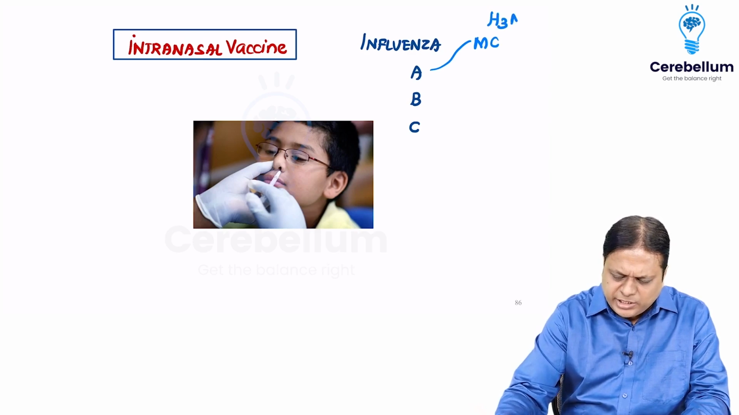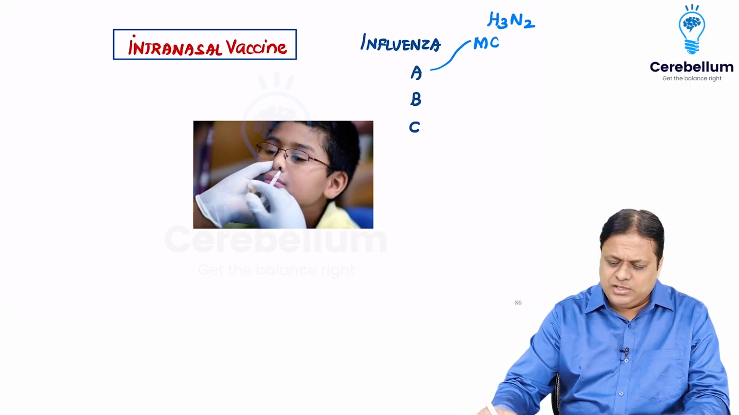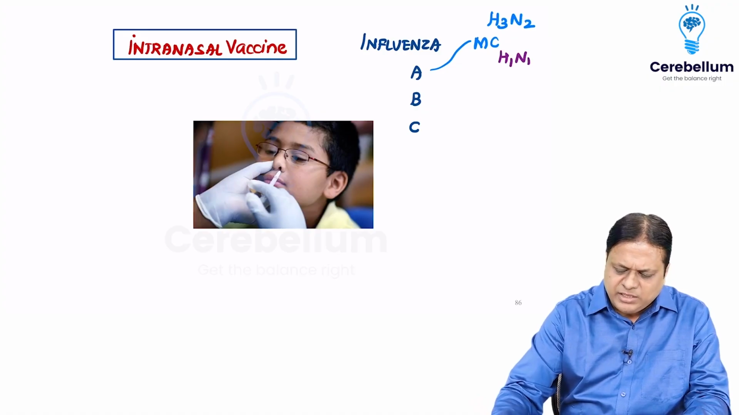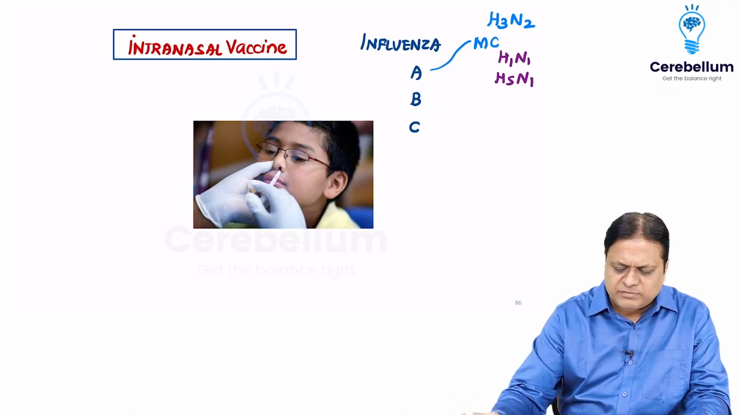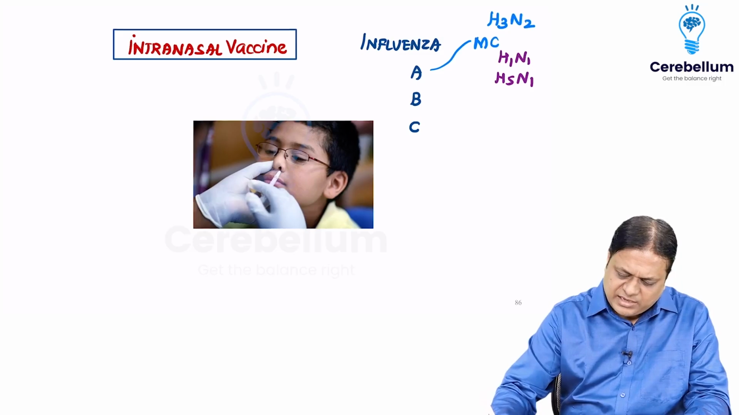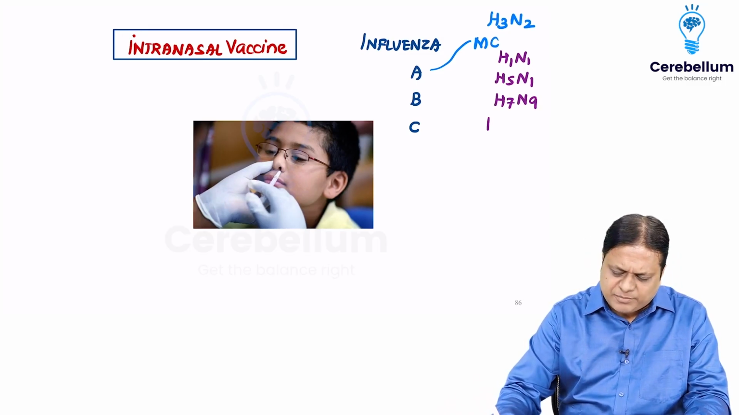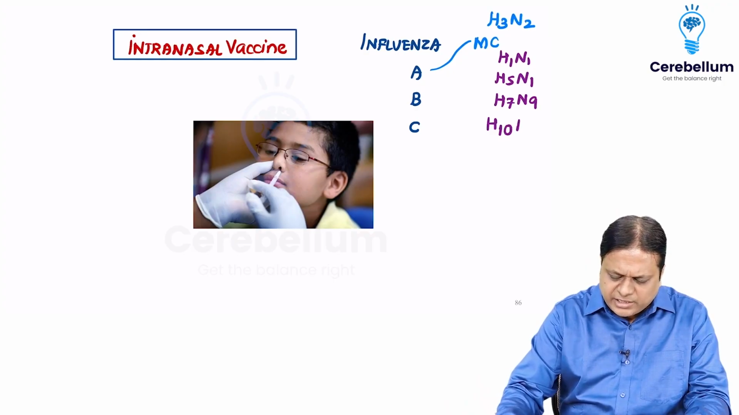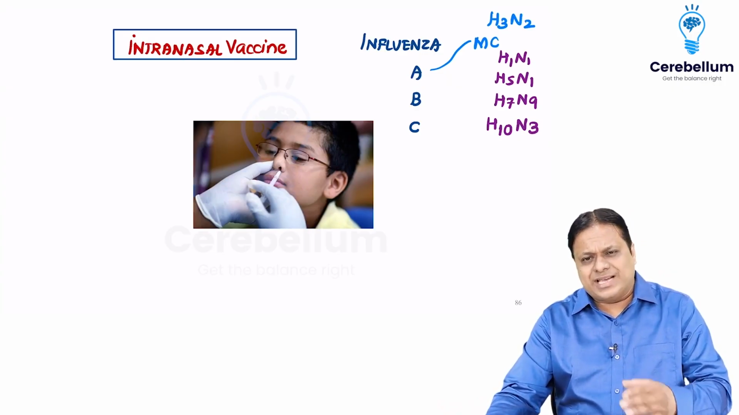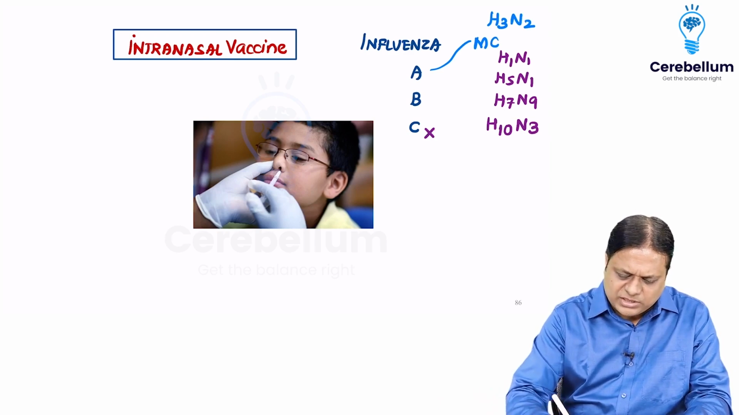that H3N2 is the most common subtype. Otherwise, we have human influenza H1N1, avian influenza H5N1. China first time reported H7N9 in 2013, and recently they have reported China again H10N3 for the first time. Now, type B is second most common, and type C is currently not circulating on this planet.